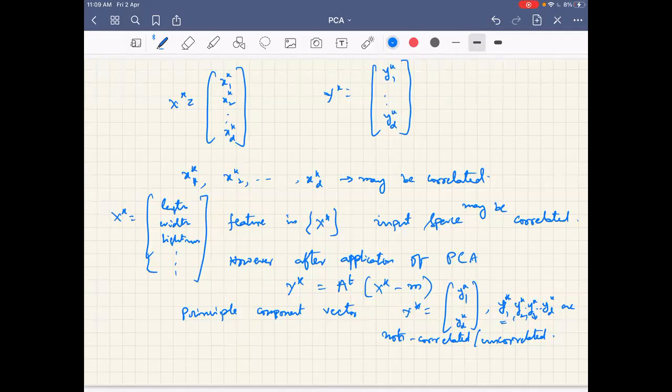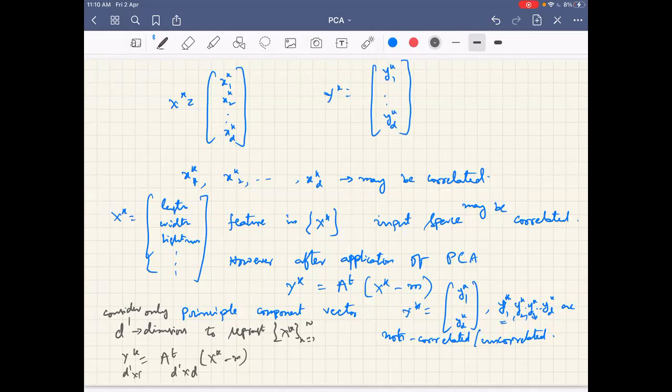Now let us resume our discussion. Let us consider only D dash dimensions to represent samples xk. Then what will happen? yk is equal to A transpose times xk minus m, where A is D cross D dash, and A transpose is D dash cross D. Hence this is D dash cross 1.